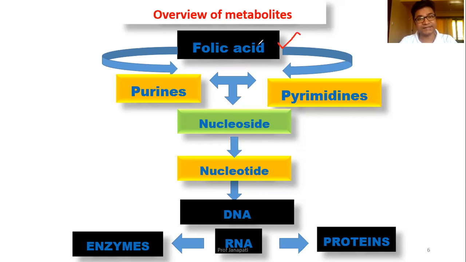So folic acid, in turn, by metabolic pathways will help to produce purines and pyrimidines. Folic acid as such will not be involved in the synthesis of purines and pyrimidines. Its derivatives, we will see in the next coming class how it acts. So purines and pyrimidines are formed.